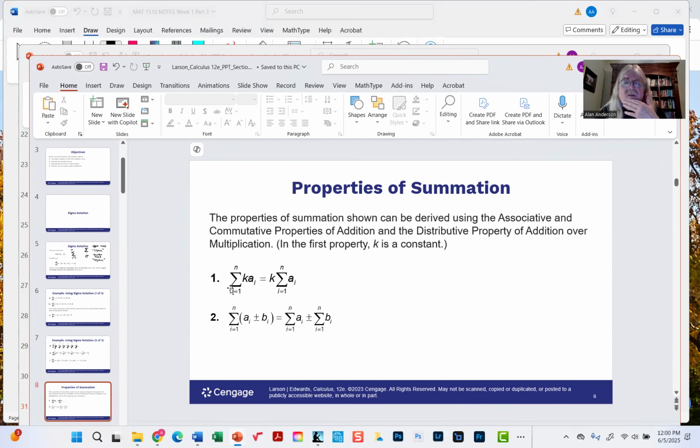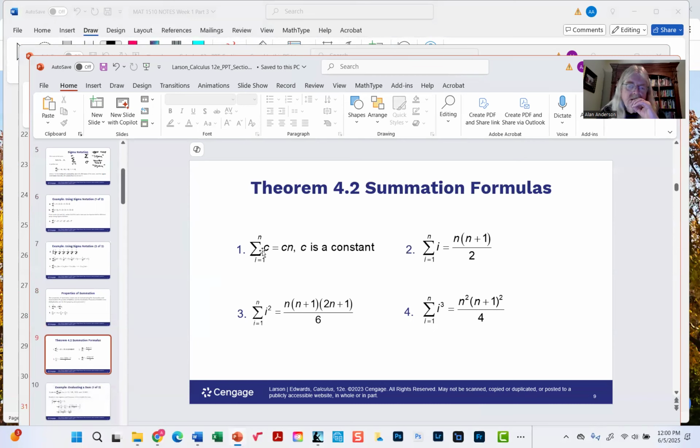Just a few quick reminders. When you have a constant here, you can move it outside. Just add up the a's, and then at the end you can just multiply by k. Here you notice how the sum of either a sum or a difference can be broken up into two separate sums. If you have a constant, it can just simply be moved outside. Now this one is different because you're essentially multiplying c by 1 through n. Okay.